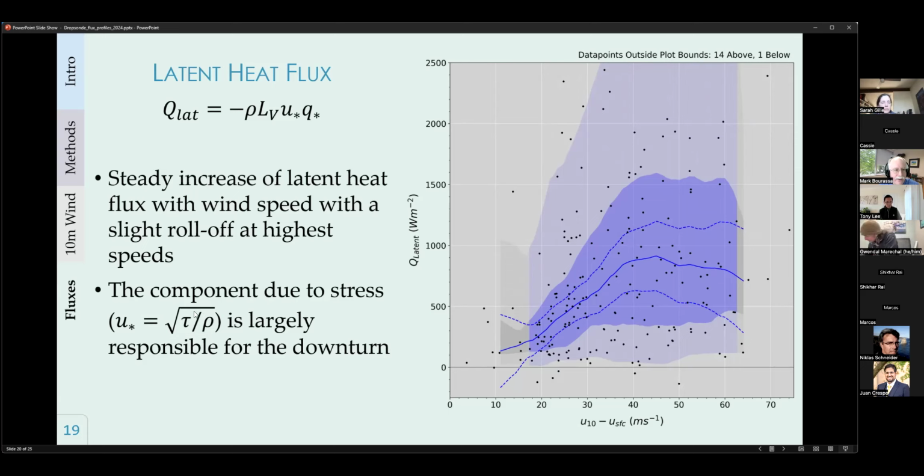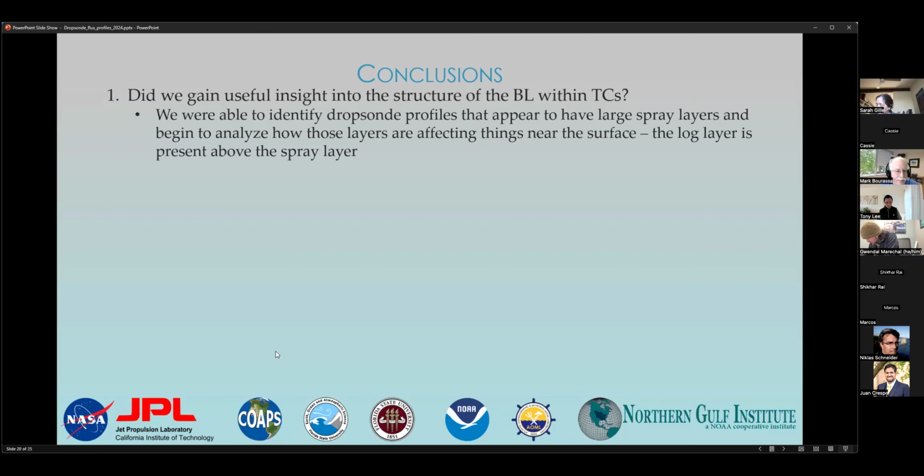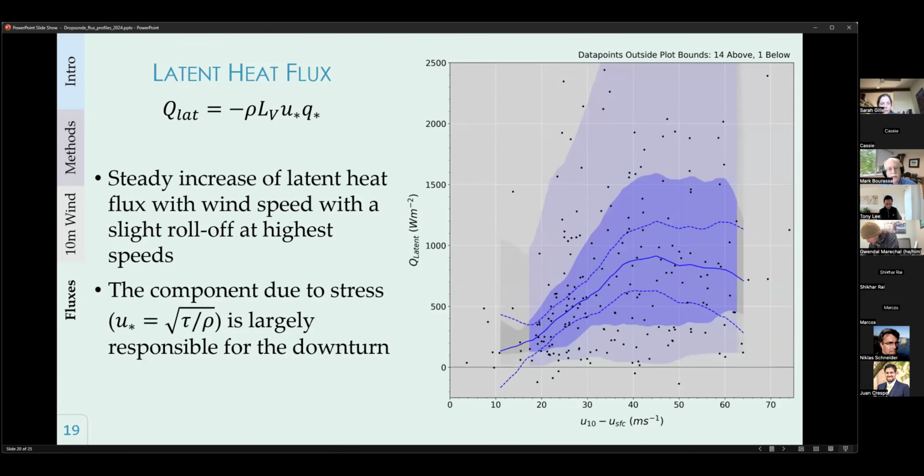Now, hurricanes are powered by a ratio of the enthalpy flux to the drag coefficient, so looking at how these are ratioed to each other is one of the things we want to do down the road.